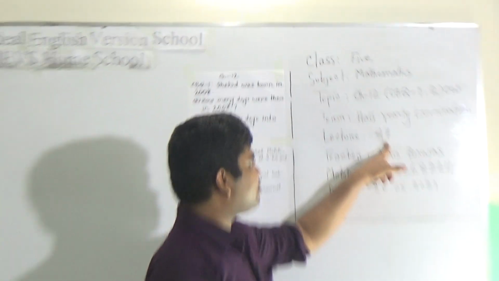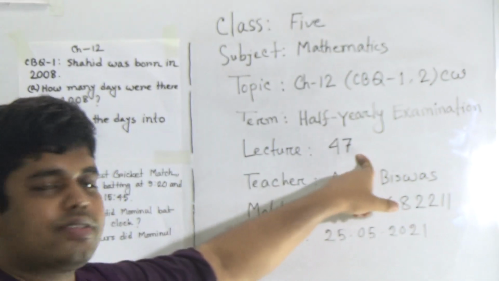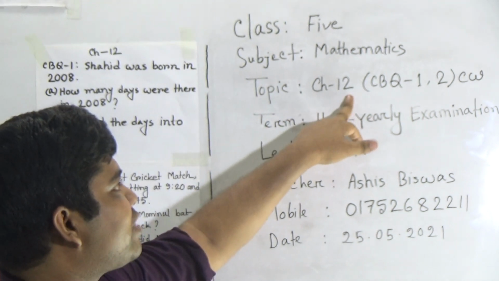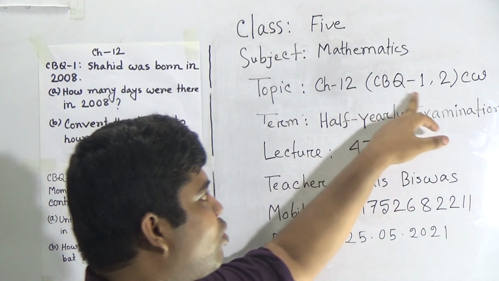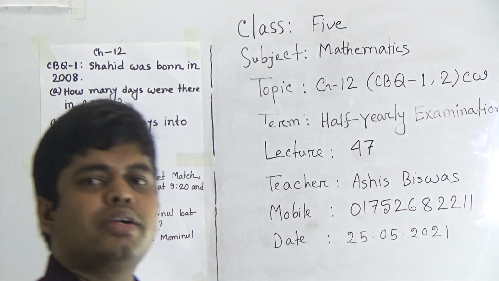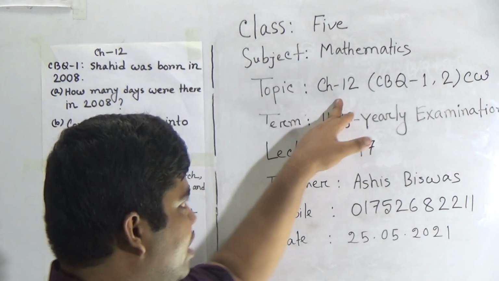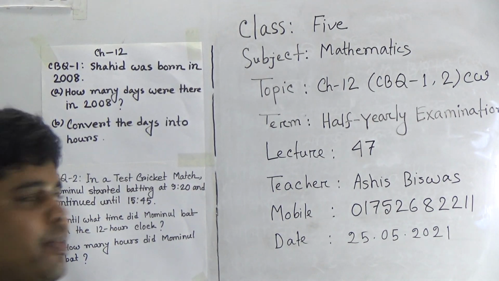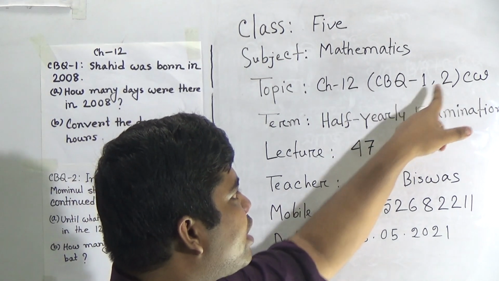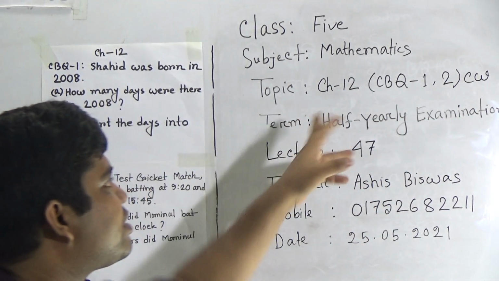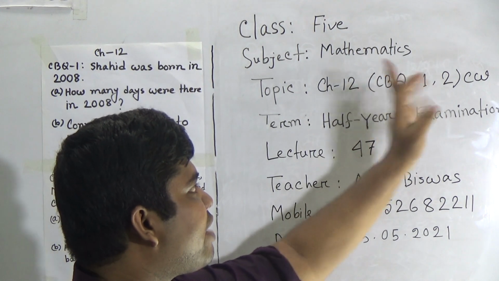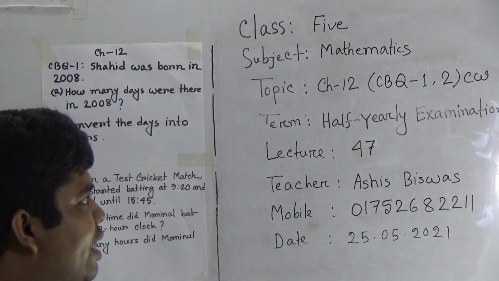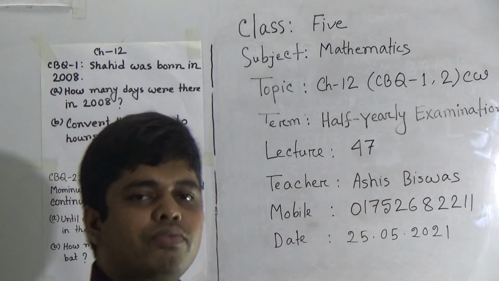Today is our lecture number 47 and there is no SW today, and our topic is chapter 12. From chapter 12 we shall solve CBQ-1 and CBQ-2 in our class. My dear students, these two CBQs are important for your half yearly exam. I repeat, only CBQ-1 and CBQ-2 are solved from chapter 12 and they are important for your half yearly examination. So you must do these two CBQs very carefully.